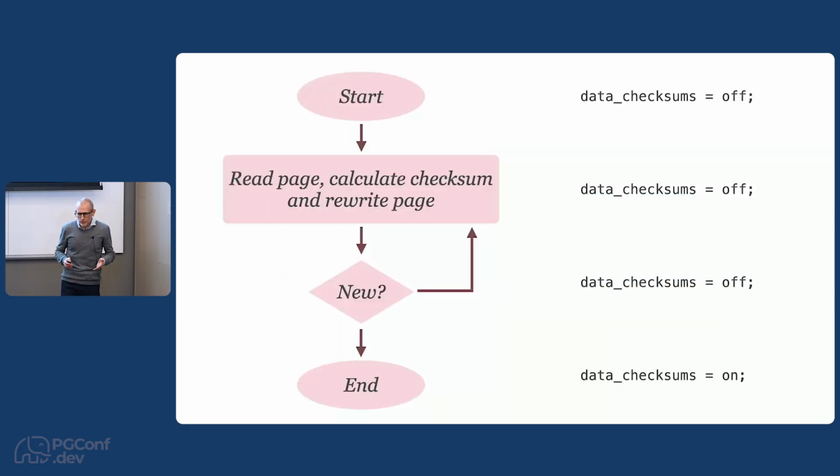And he further goes into that email, like what would that even look like? And he outlines a process like this. Something starts, something reads every page, calculates the checksums, rewrites it, and then it checks, am I done? Are there any new pages that I need to do? And when you're done, you're done. Checksums are on. But there's a problem here, in that during this period, checksums are neither on or off. They're in this sort of Schrödinger state of, we don't really know, because they're not on, but they're also not off.